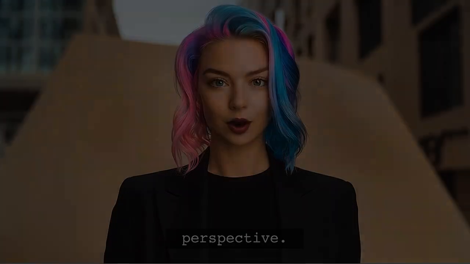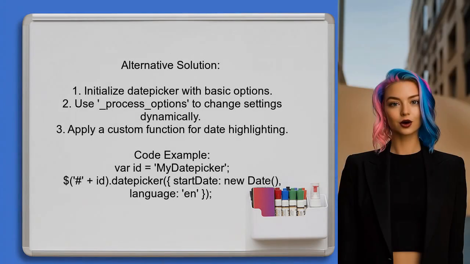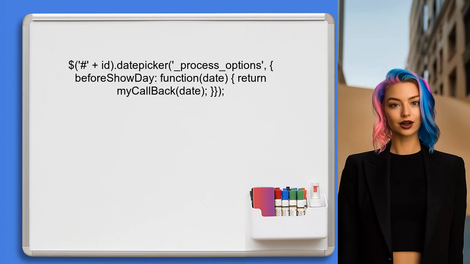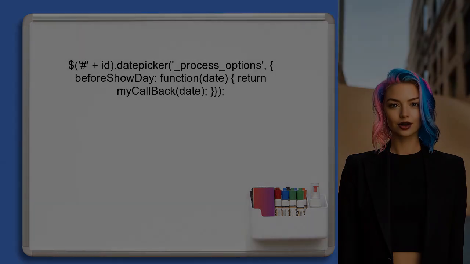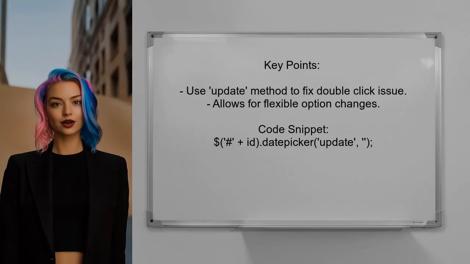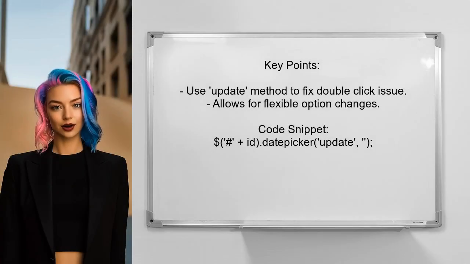Let's see another perspective. An alternative solution provided by another user involves using a method called process options to dynamically update the Bootstrap date picker options. They start by initializing the date picker with basic settings, then apply a custom function to highlight specific dates. They also mention using the update method to address a known issue with the date picker that requires a double click to function correctly. This approach allows for greater flexibility in modifying the date picker's behavior.